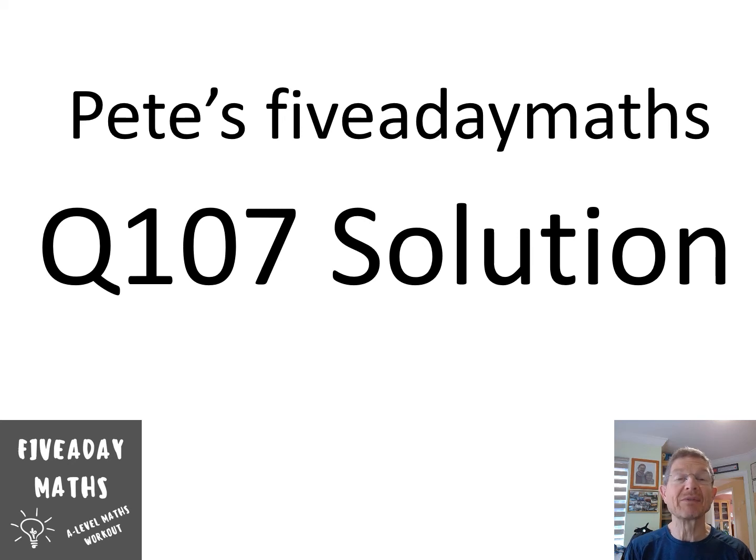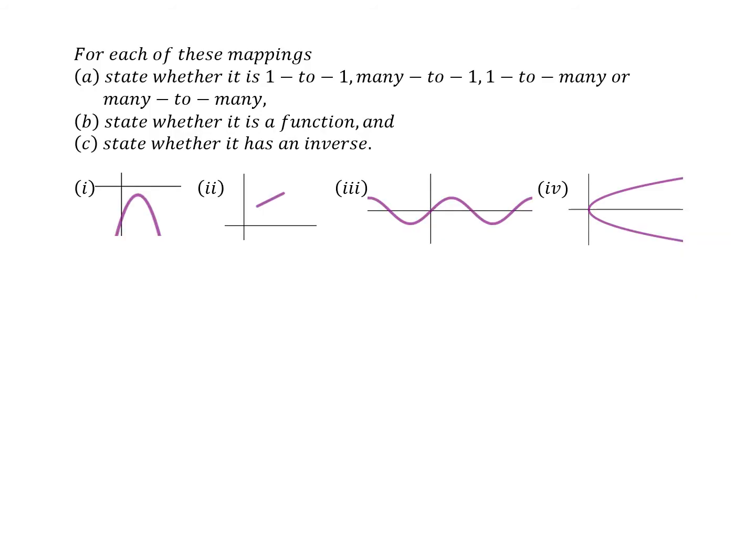So here we go, 107, domain, range, mappings, and all sorts of interesting things. So if we look at part A, we're trying to find whether the mappings are one-to-one, many-to-one, one-to-many, or many-to-many.